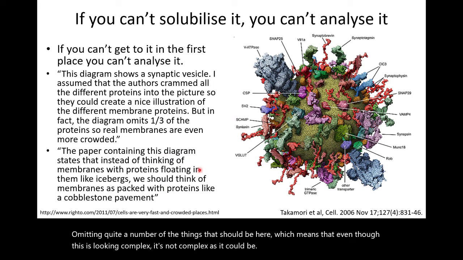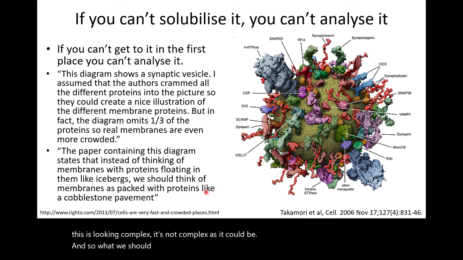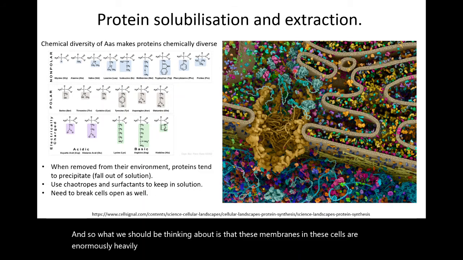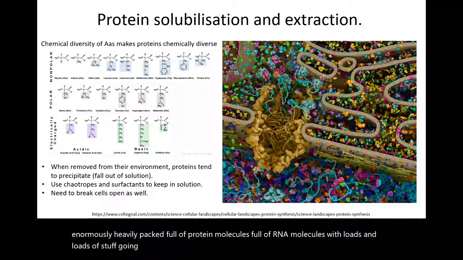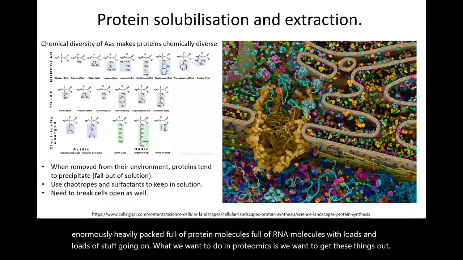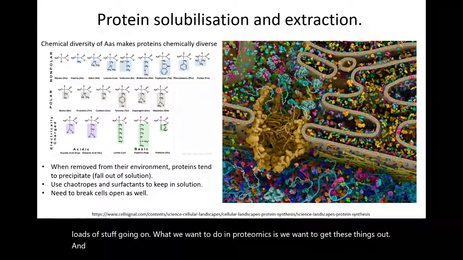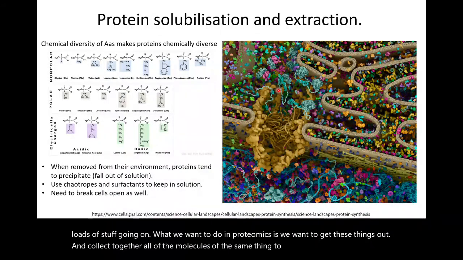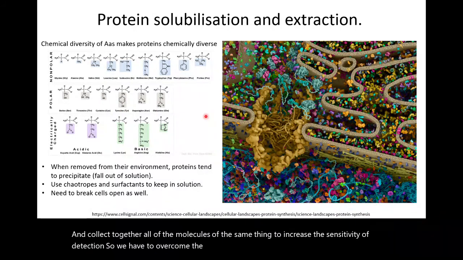And so what we should be thinking about is that these membranes and these cells are enormously heavily packed, full of protein molecules, full of RNA molecules, with loads and loads of stuff going on. What we want to do in proteomics is get these things out and collect together all of the molecules of the same thing to increase the sensitivity of detection. So we have to overcome the chemical diversity of the amino acids.